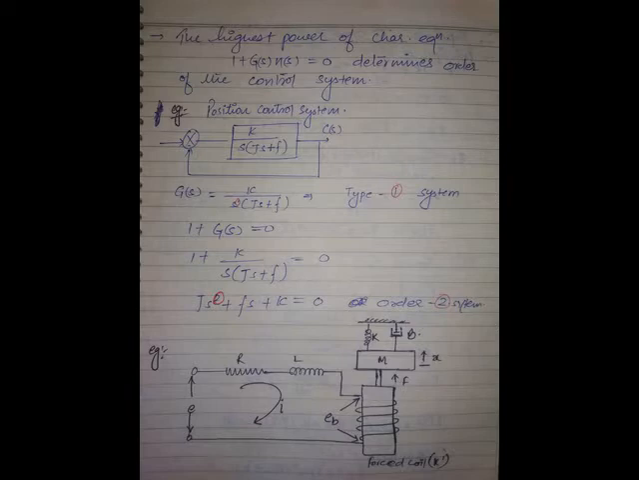TM of S is equal to KT into IA of S. EB is equal to KB into d theta by dt, because the output we are taking as theta. So this will become KB S into theta of S. Then VA minus EB is equal to IA RA. EB of S is equal to IA of S into RA.